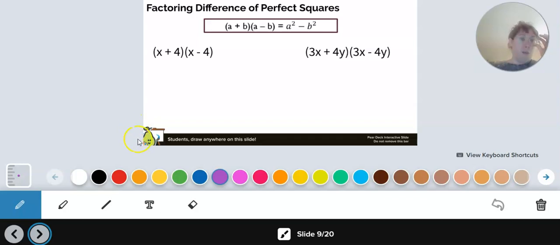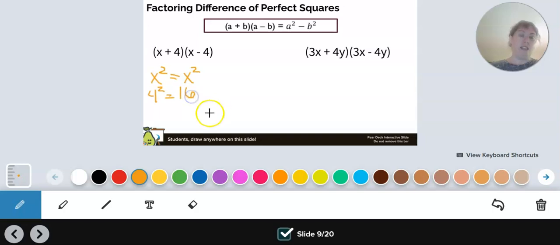We're going to do this again, putting it into our polynomial form. So we have x plus 4 times x minus 4. So our x squared is x squared, and 4 squared is 16. So this can just be multiplied as x squared minus 16. So we don't have to do the whole box method or FOIL method. We can just use that pattern. When we see the conjugate pair, we know it's going to be multiplied out to this.